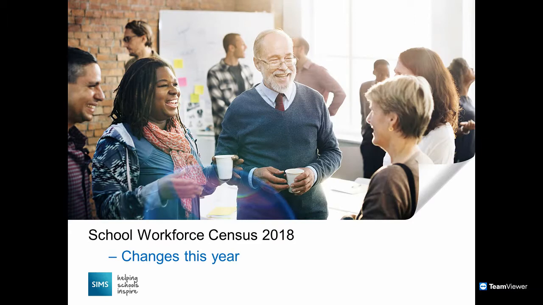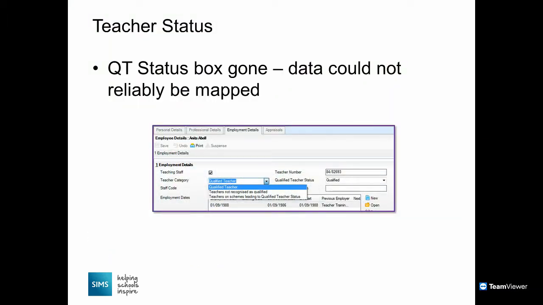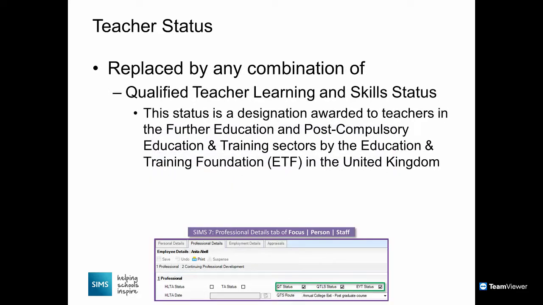Changes to the collection this year. The qualified teacher status box is now gone. So qualified teacher status has now been subdivided into early years specialisms and so on. The information that was collected last year and you already input has now been removed, and they couldn't infer whether they were early years teachers or post-16 teachers or whatever from that information. So that's gone, and it's been replaced by a series of tick boxes in the professional details tab. Okay, so it's now collected.